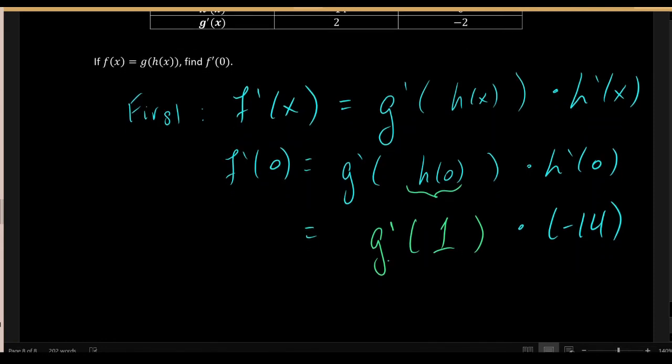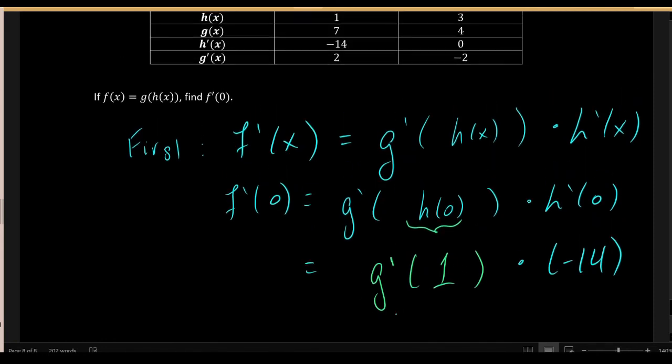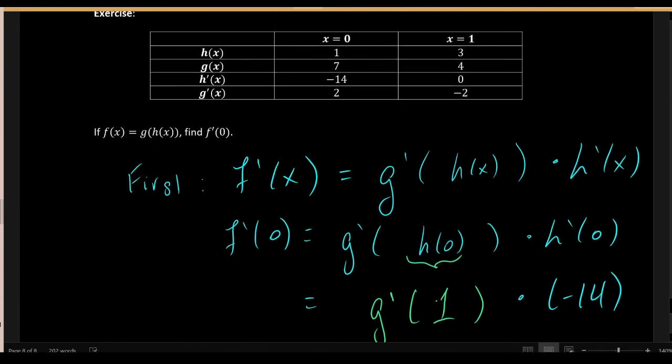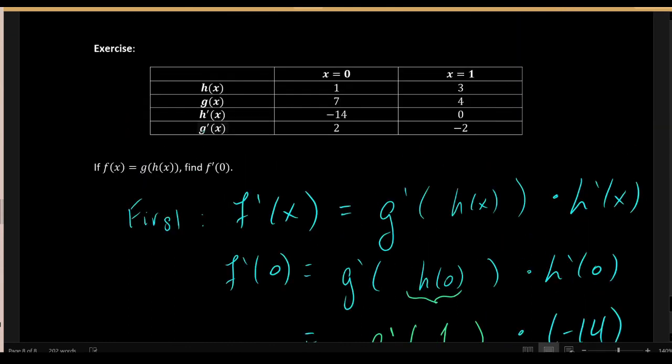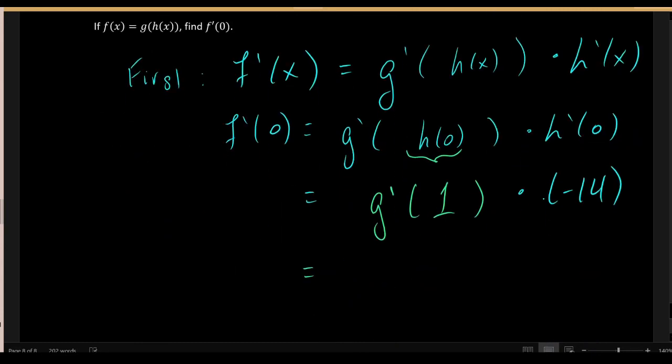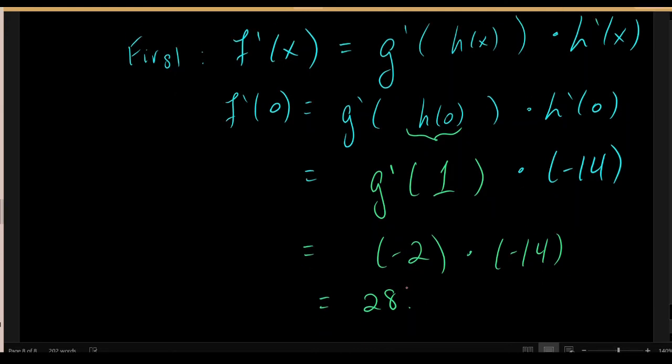So the last thing that I need to finish calculating this is the value of g prime at the location 1. Looking at the table, g prime, when x is now 1, is located in the final column, bottom row. g prime of 1 is negative 2. So that would be 28. The instantaneous rate of change of this function, the slope of the tangent line, is 28.